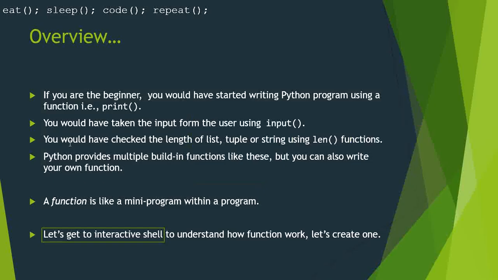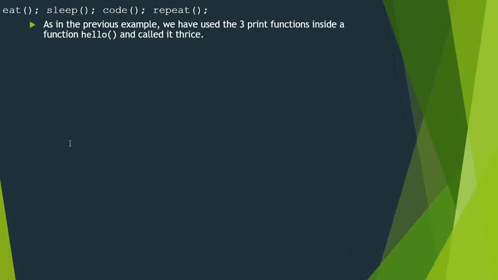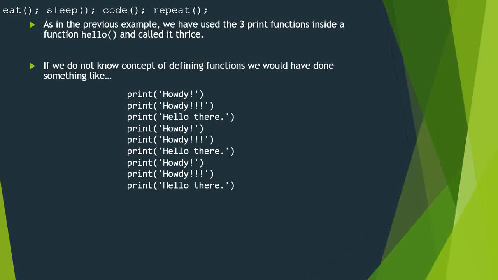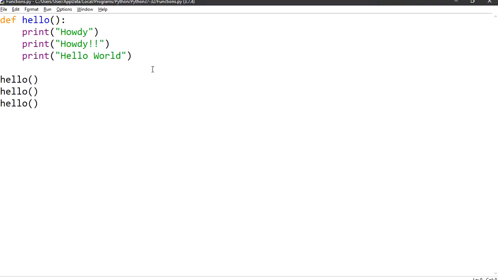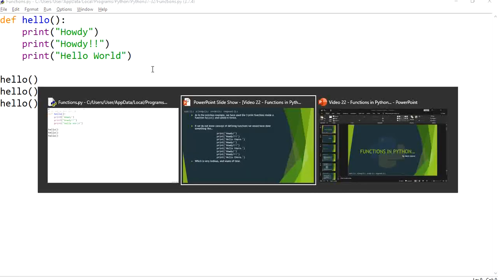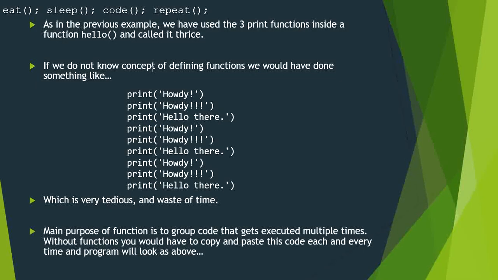So if you avoid using a function, your code will look like this, like this big thing. You need to use the print statement multiple times, which is very tedious and a waste of time. So rather than using multiple print statements, you can write it like this: defining a function and writing the block of code that we want to use multiple times, and then calling that particular function.